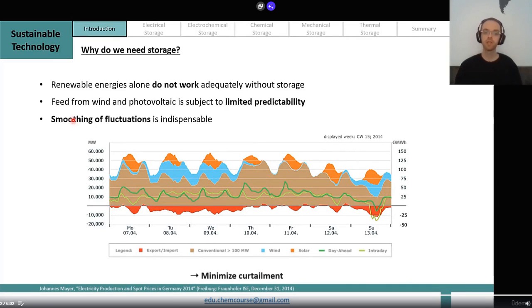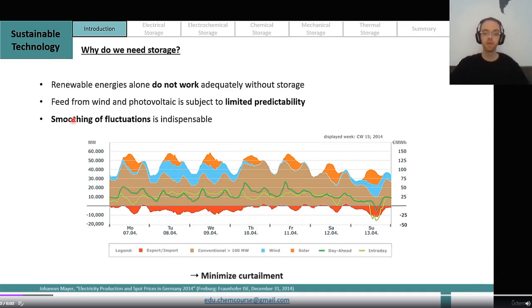Why do we actually need storage? This is something which mostly arises with the outcome of transportation and with the outcome of renewable energies. And it is important to note here that renewable energies alone do not work adequately without storage. So why is that? That is because the feed specifically from wind and photovoltaic, for example, is subject to limited predictability. So you cannot determine when there will be clouds. You cannot determine when there will be strong winds, at least not with sufficient reliability.